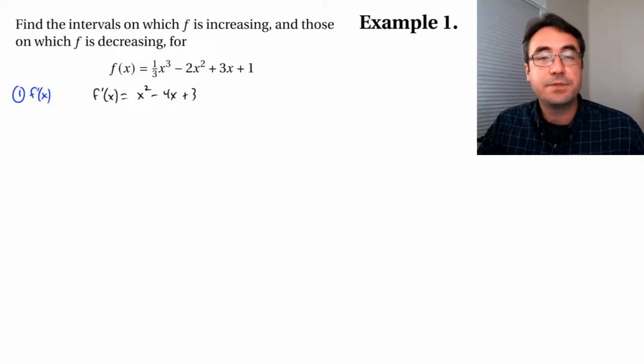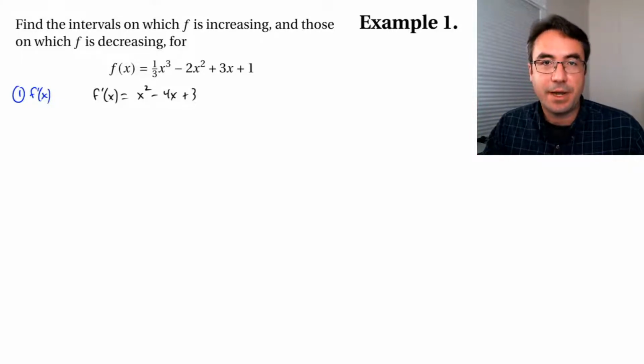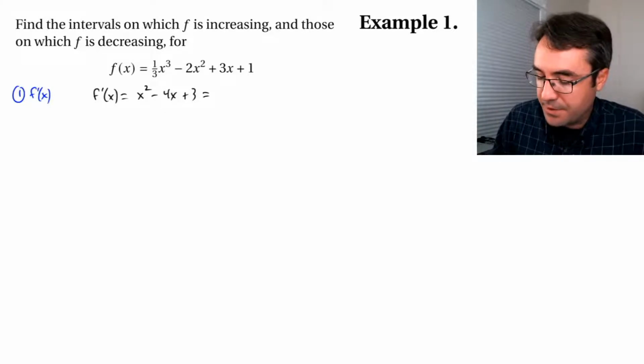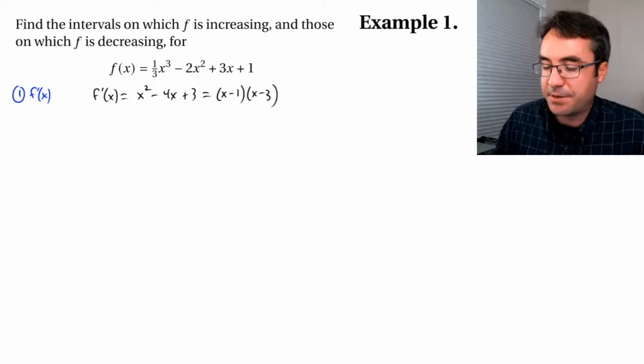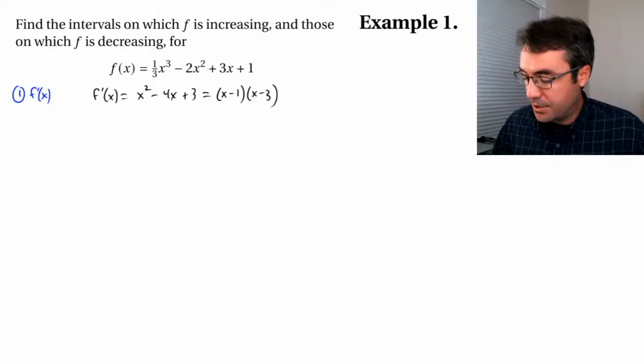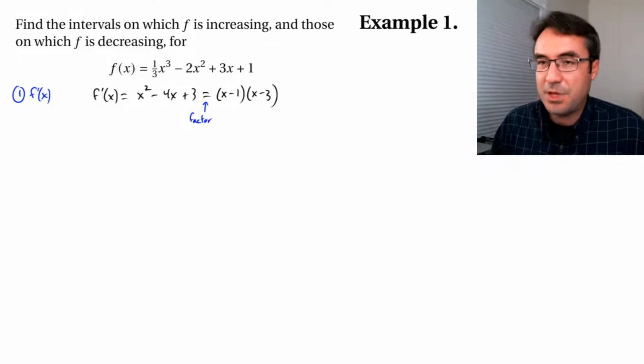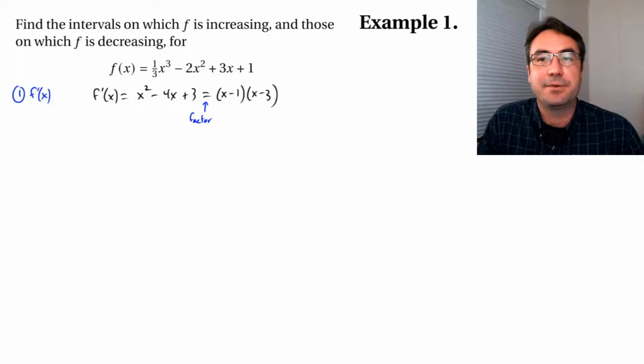Now we're going to be trying to figure out where that derivative is equal to 0, where it's undefined. So to simplify that process, we want to factor this. And it factors nicely. It factors into x minus 1 times x minus 3. So this is going to be a step. As soon as you get the derivative, you want to try to simplify it down. And the way we're going to simplify a lot of these is by just trying to factor it.